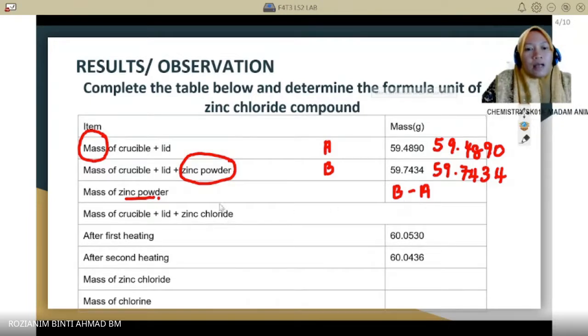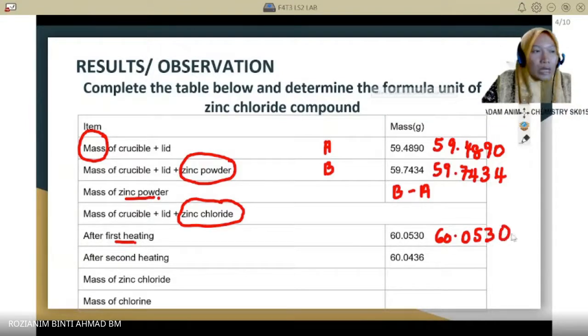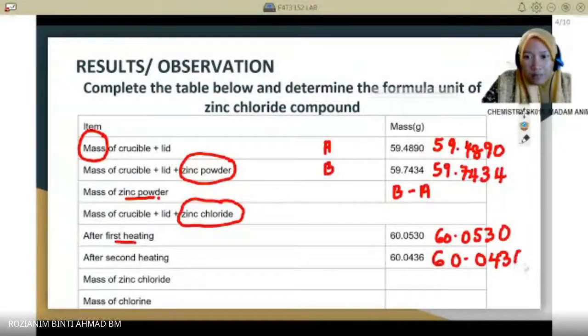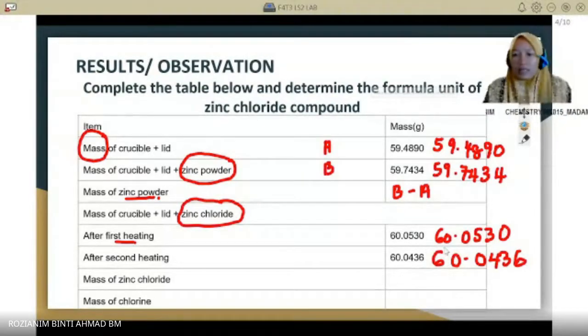After the solution becomes homogeneous, we heat the substance and our product we can call zinc chloride. When we see no solution or no liquid, only the substance in the form of solid phase, we measure the mass. The mass of the first substance is 16.0530 gram. Then we reheat again, weigh again, and the second mass becomes 16.0436.